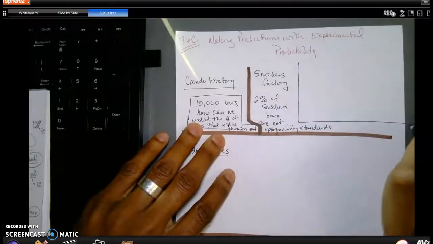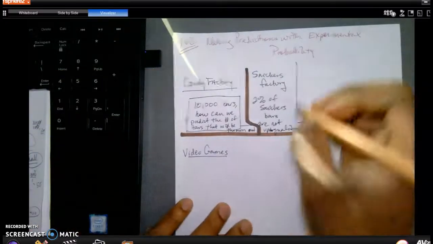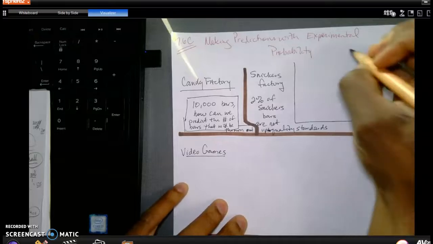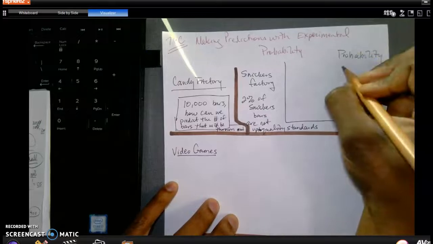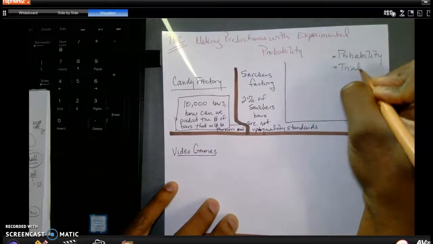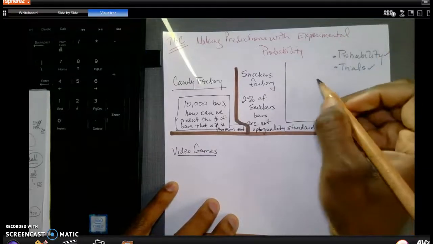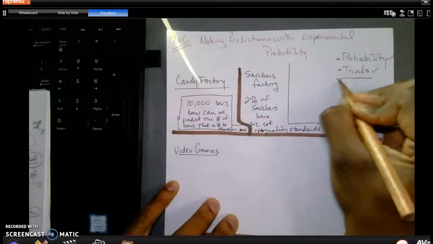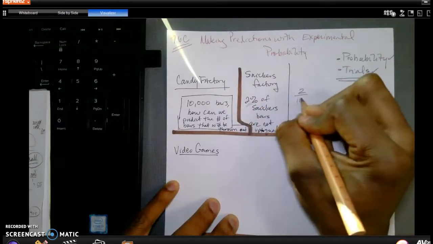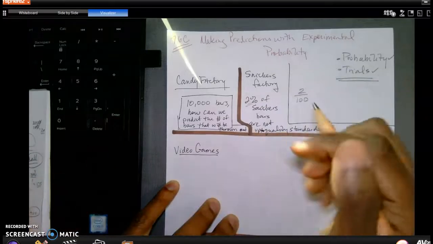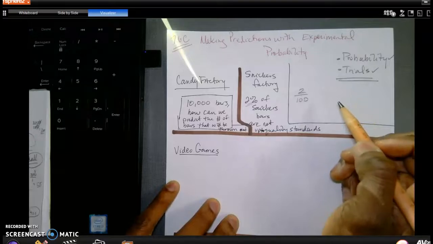So let's go ahead and figure out what that would look like. When I am making a prediction, I need a probability and a certain number of trials. I'm going to set this up as we have in class. I'll set up the probability of 2% as a ratio. We know how to convert between 2% and a ratio. So for every 100 bars that are made, about 2 of those bars are not going to be up to quality standards at the Snickers factory.